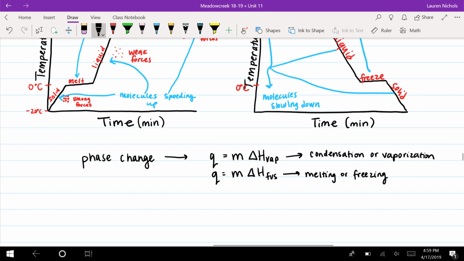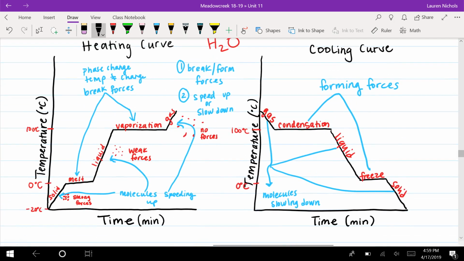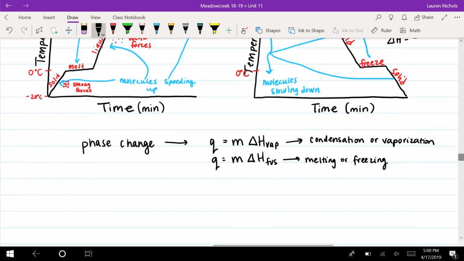And so you need to know which one to use when. And the difference between condensation or vaporization is when you look at a cooling curve, in order for the temperature to be going down, this has to be an exothermic process, which means your Q should be negative, and that means that your delta H of either vaporization or fusion should also have a negative sign in front of it. For a heating curve, it's the opposite. You're heating up, so it's endothermic, which means Q should be positive, and your delta H should also be positive. So that's one thing to keep in mind.